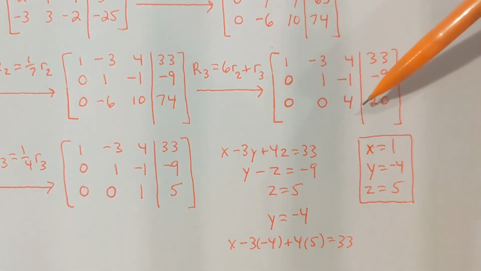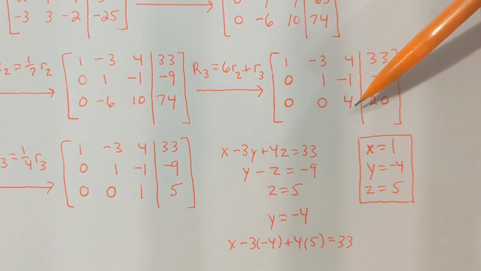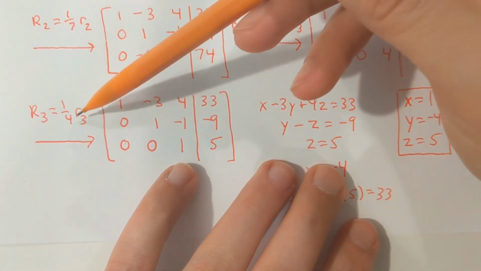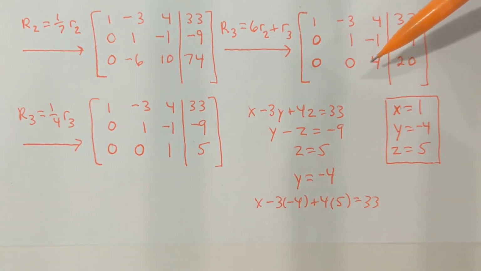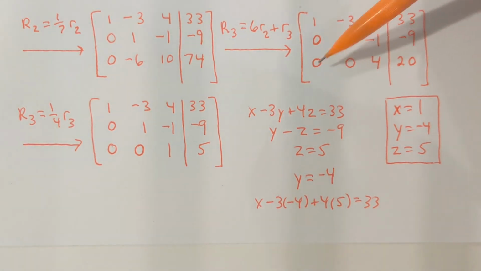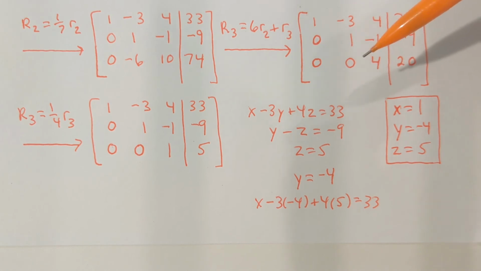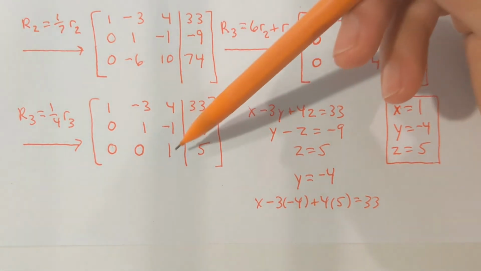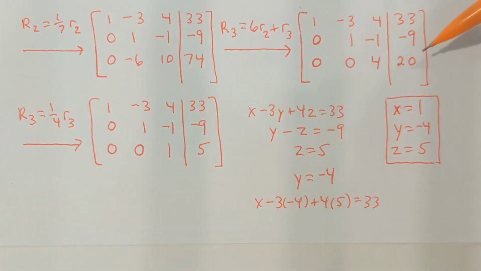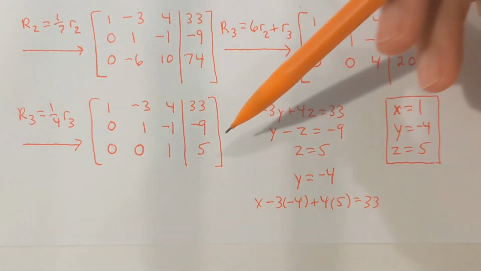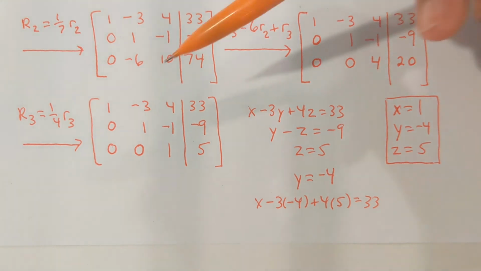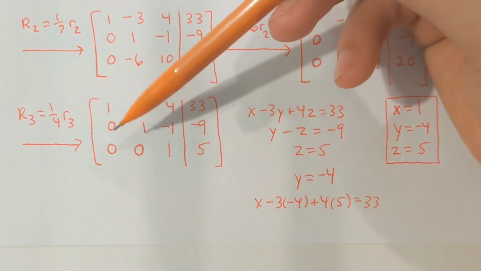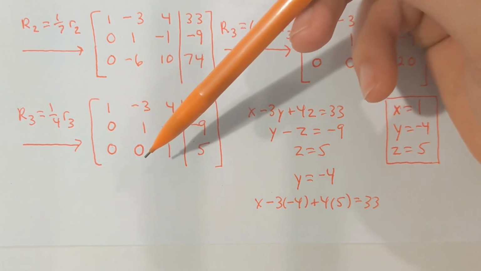Okay, now the last thing would be to have this 4 turn into a 1. Well, if I multiply row 3 by 1/4, I'll have this 4 turn into a 1, and I'll also keep the 2 zeros that are right before that. So let me do that. These 2 zeros are still there. 4 times 1/4 is 1, and then 20 times 1/4 is 5. At this point, I am now in row echelon form because I've got 1s down the diagonal and then 0s in the lower triangular part.